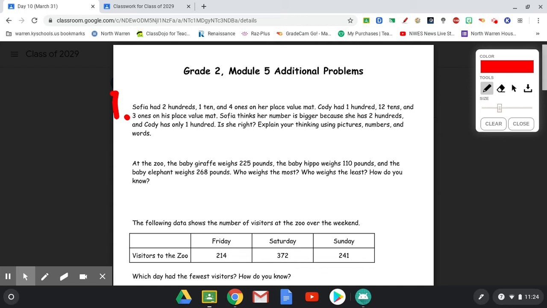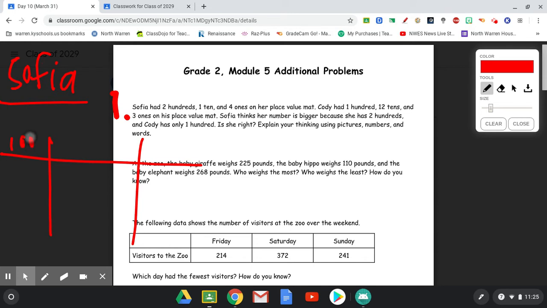So I am going to do my best to fit my work on this page right here, okay? So I'm going to show Sophia's work over here. So she has 2 hundreds, and they're actually on a place value mat. So I could go ahead and just draw my place value mat right here. So hundreds, tens, ones. So she has 2 hundreds, she has 1 ten, and 4 ones.